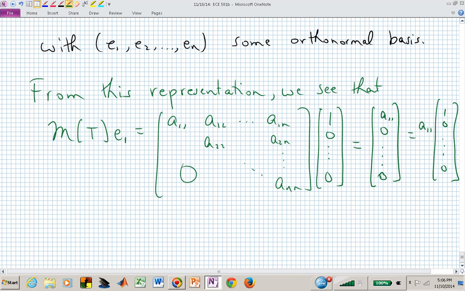Or you could think of this now as saying that E1 is an eigenvector, or it's invariant with respect to this linear map T.